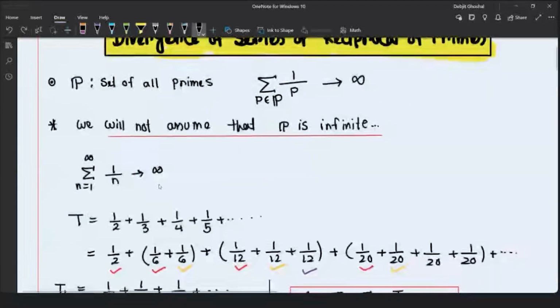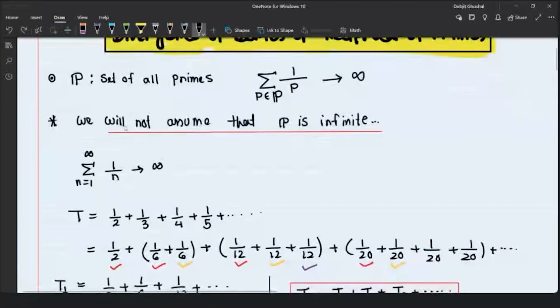Now here is the thing: we will not assume that the set of all primes is infinite. We do not know whether the set P is finite or infinite. Without assuming this, we prove the result, and if we can prove that the series of 1 by p diverges, then as a corollary, we can conclude that the set of all primes is infinite.